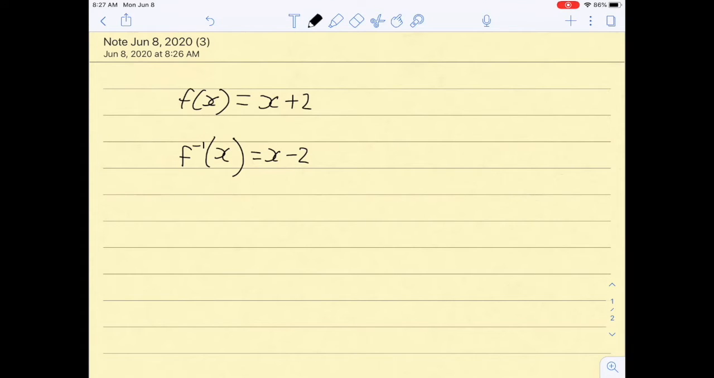So here's why. If I plug in f of the inverse of f of x, I should get x. So an inverse function undoes each other. So let's see what happens. If I plug x plus 2, which is my f of x, into my inverse, I get x plus 2 minus 2, which is x. These functions undo each other, and they leave me with just x.